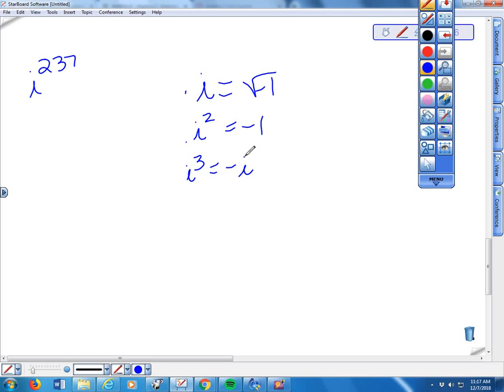With me still? I'm only going to do it one more time. What is i to the fourth? Be careful. It's i squared squared. So what's negative 1 squared?